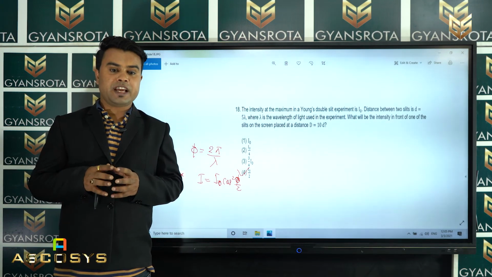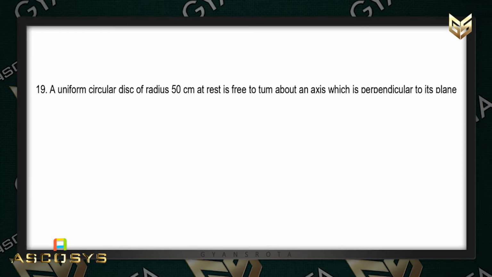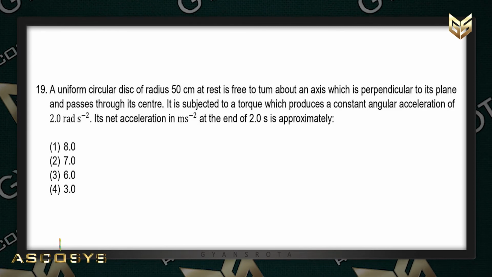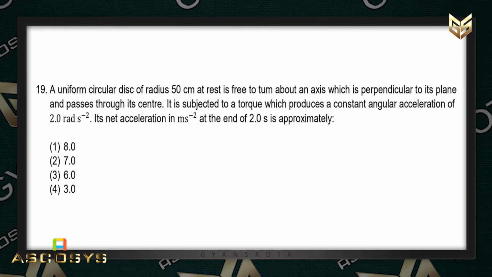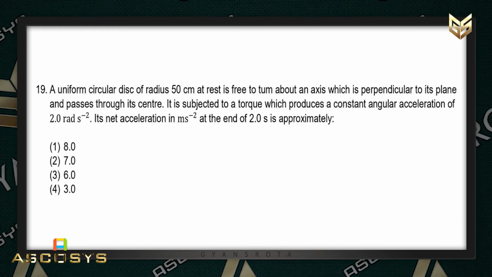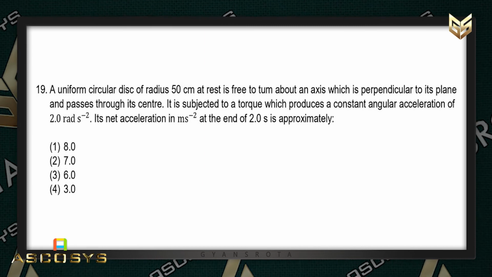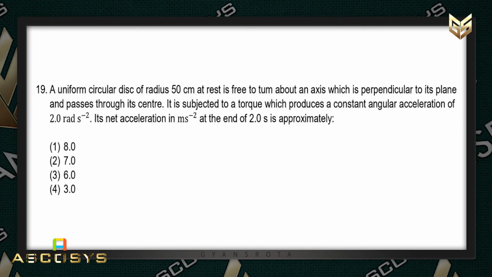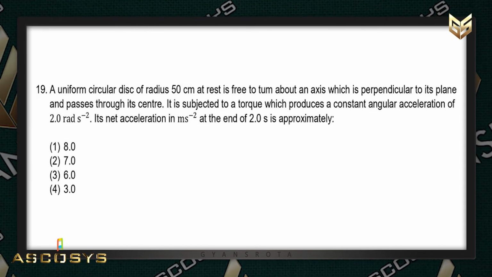Now let us move to the next question, that is question number 19. A uniform circular disc of radius 50 centimeter at rest is free to turn about an axis which is perpendicular to its plane and passes through its center. It is subjected to a torque which produces a constant angular acceleration of 2 radian per second square. Its net acceleration in meter per second square at the end of 2 seconds will be approximately how much?